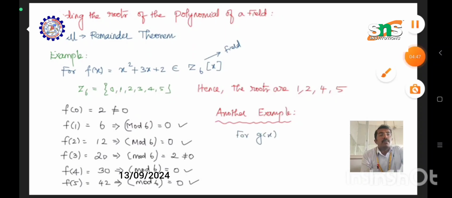This is one small example to help you understand how the roots of a polynomial can be found for a field in a very simple manner.